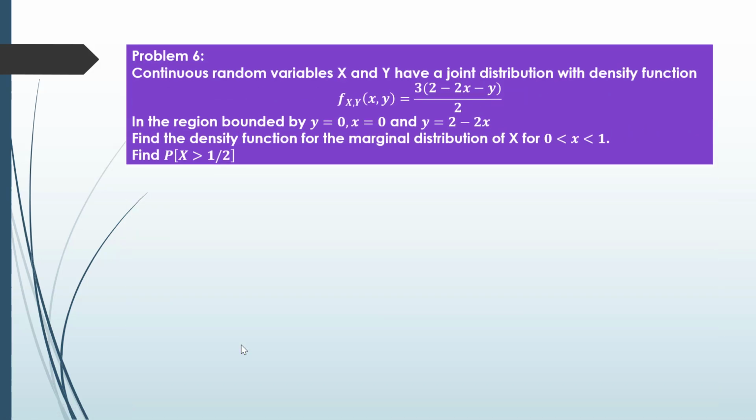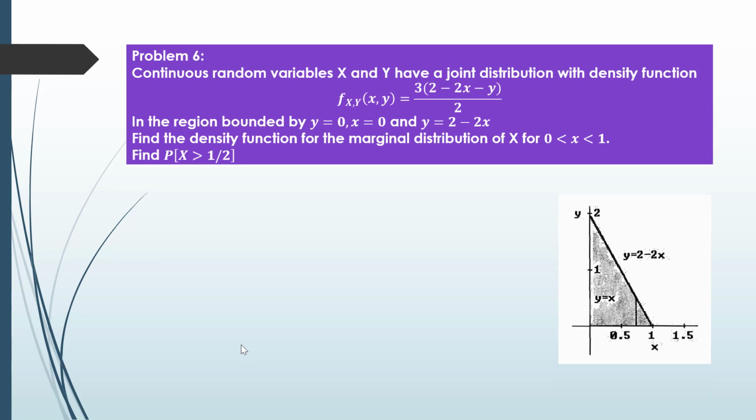Problem number 6. Continuous random variables x and y have a joint distribution with density function fxy equals 3 times (2 minus 2x minus y) over 2 in the region bounded by y equals 0, x equals 0, and y equals 2 minus 2x. Find the density function for the marginal distribution of x for 0 less than x less than 1, and find the probability that x is greater than 1/2.